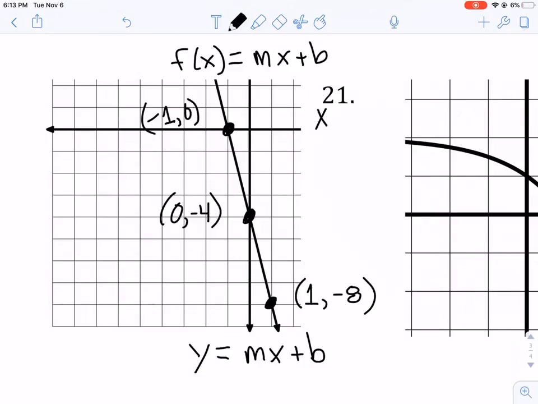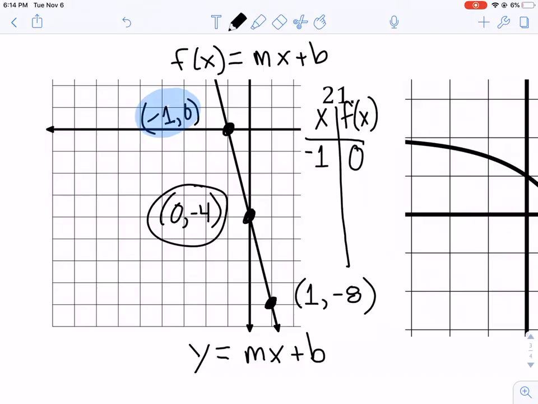So I'm going to make a table out of my ordered pairs. This table consists of inputs and outputs, and these inputs and outputs are grouped together as ordered pairs, as you'll see here. I can start out with my first ordered pair. My first input is -1. When -1 goes in, 0 comes out. Now I'll go with my next one right here. When 0 comes in, -4 comes out. And with my last point right here, when 1 comes in, -8 comes out.